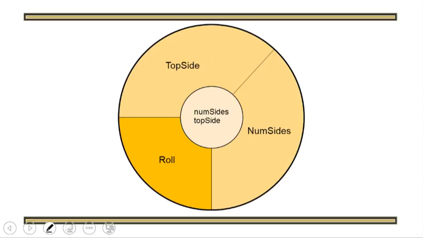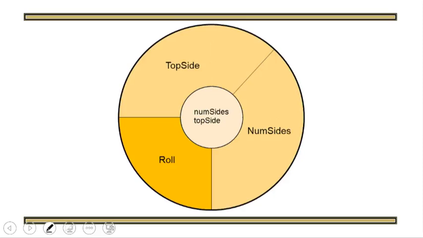So remember the information hiding thing. We're going to hide the fields, numSides and topSide, in the internals of the object. So a consumer of the object can't see those things. And that way, if we decide we want to change how we represent those things later, we can without affecting any consumers of the object. So that's the information hiding part.